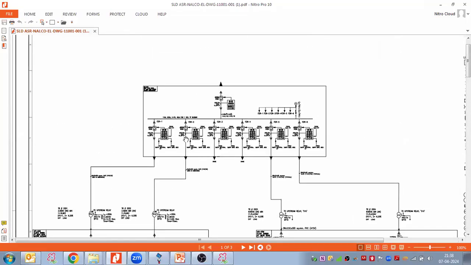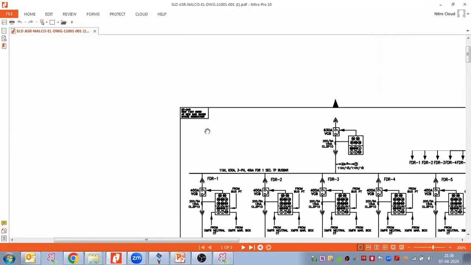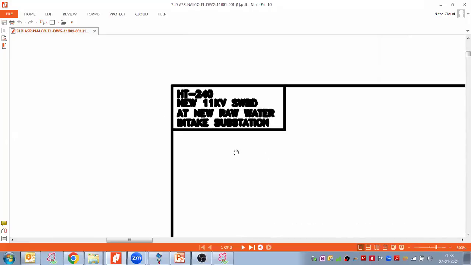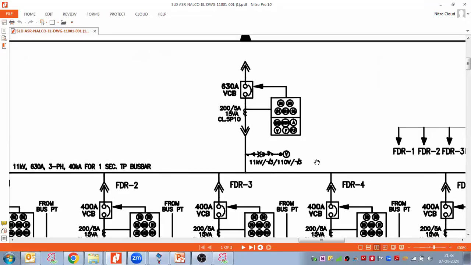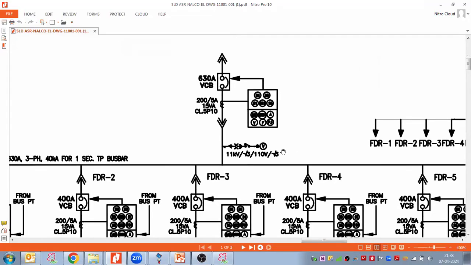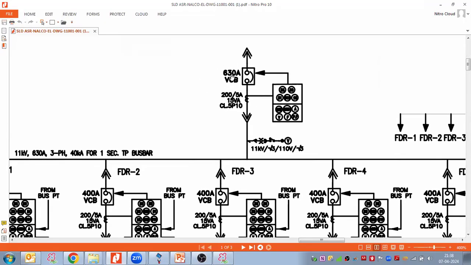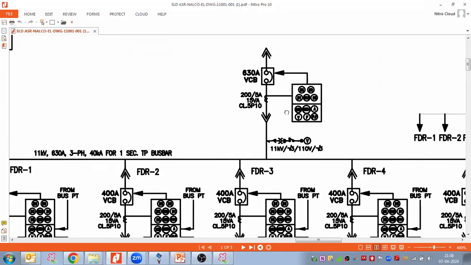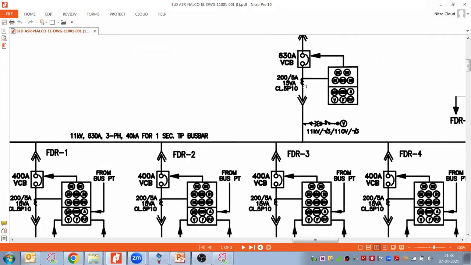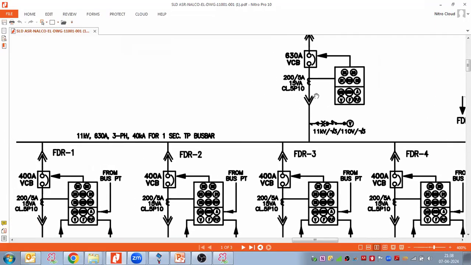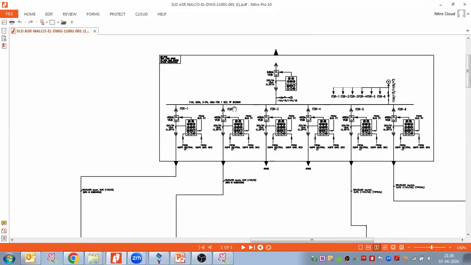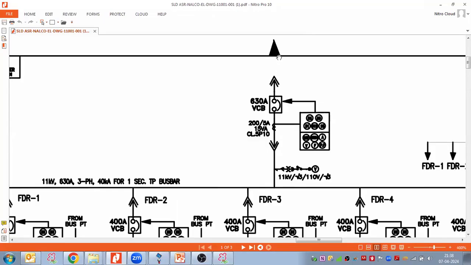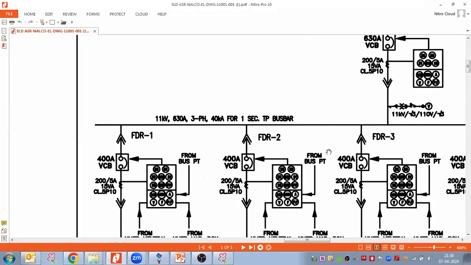This is an HT to LT, like 11 kV switchboard. Here we are taking supply through a 630 ampere VCB, with a 200/5 ampere CT, 15 VA class 5P10. This is the incomer we are taking from the state electricity board for this NALCO project.